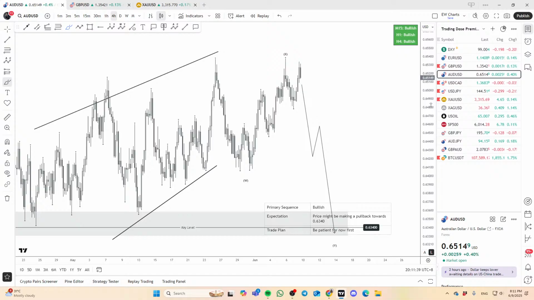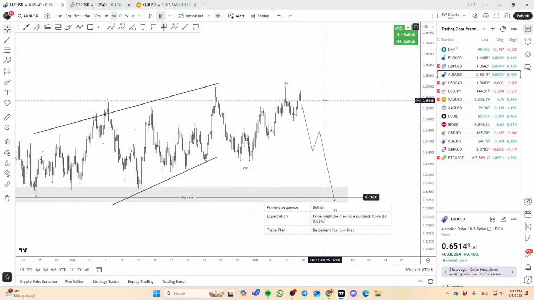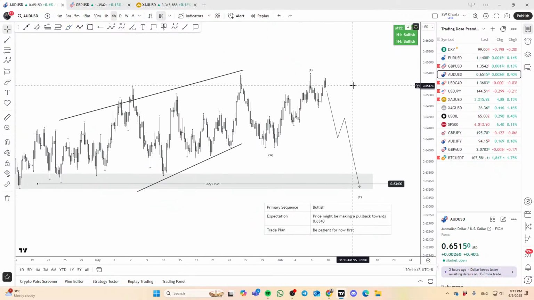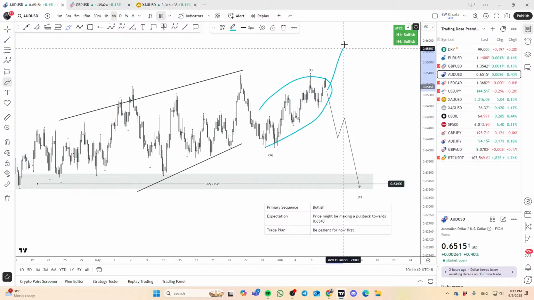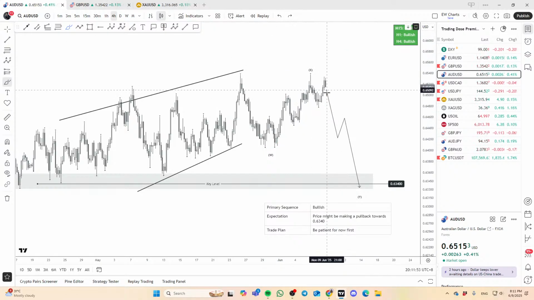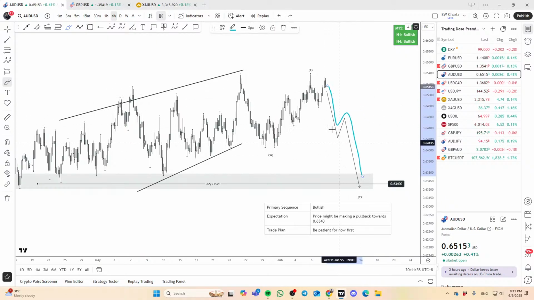Okay, Aussie dollar, to me, is pretty similar to the pound dollar structure. This move up is very corrective, so I don't expect this to just keep going higher. The expectation here is naturally for it to reset by coming down. Okay, that's a pullback. It may not come down as low as 0.6340. It might just stall here. But nonetheless, we're still expecting that pullback.